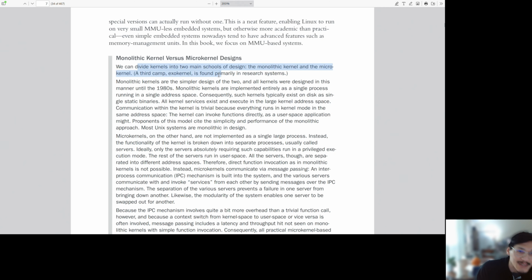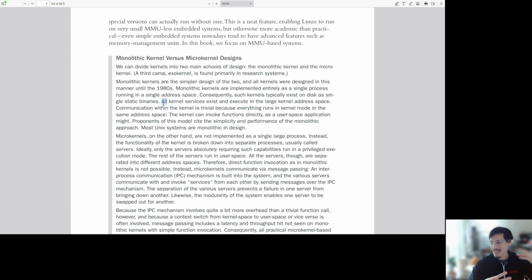Monolithic kernels are the simpler design of the two, and all kernels were designed in this manner until the 1980s. Monolithic kernels are implemented entirely as a single process, one process running in a single address space. So basically one big program. Consequently, such kernels typically exist on disk as single static binaries. All kernel services exist and execute in the large kernel address space. Basically, the program gets loaded into RAM and everything it needs is just in there.